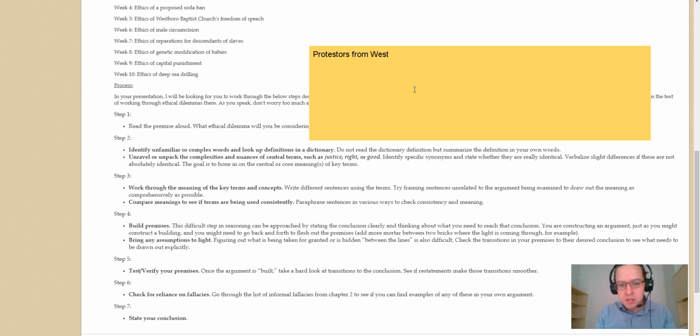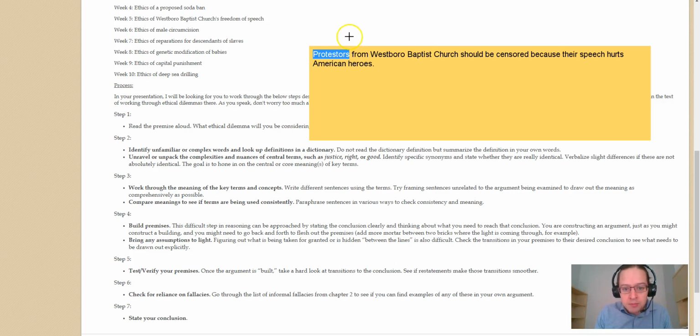Protesters from Westboro Baptist Church should be censored because their speech hurts American heroes. Okay, so the second step says to identify unfamiliar or complex words and look them up in a dictionary and define them. So here, let's see if I can underline. Nope. So I think protesters is a complex word.